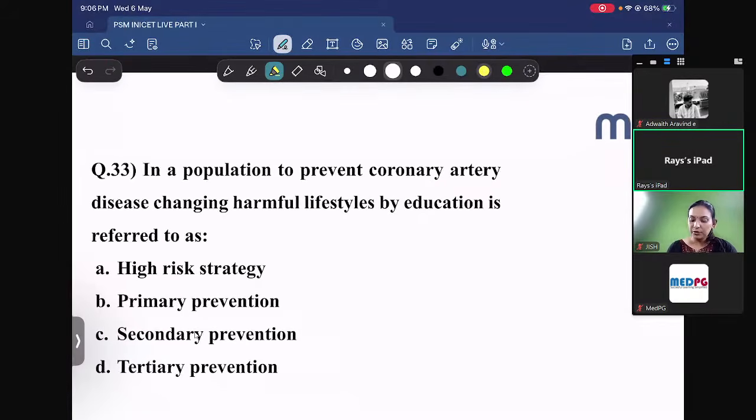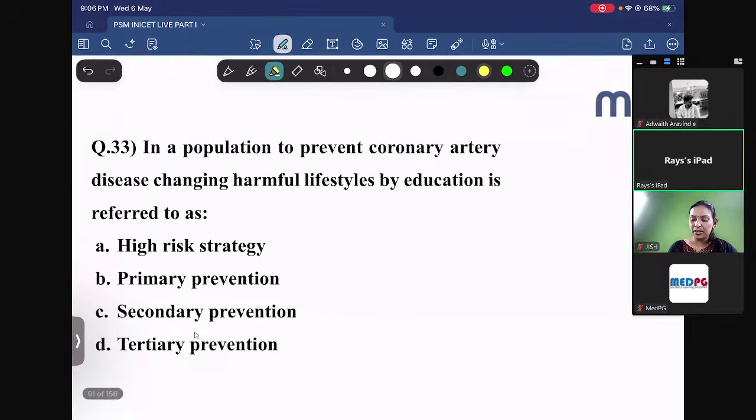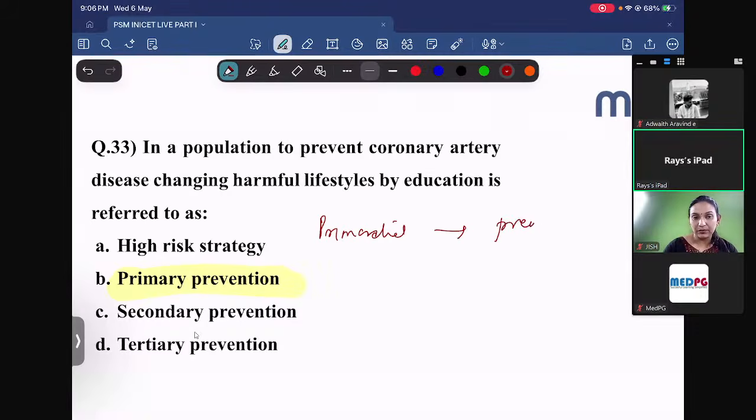So in a population to prevent coronary artery disease, changing harmful lifestyles by education is referred to as. So what kind of prevention are they talking about? We are having a education, changing lifestyle. This is basically primary prevention. What are the levels of prevention? Primordial, primary, secondary, tertiary. We'll write each one. So you have primordial prevention. Basically, you're trying to prevent the risk factor itself. Even before the occurrence of risk factor, you go to a population, you go to a group and do some prevention. That is primordial prevention.